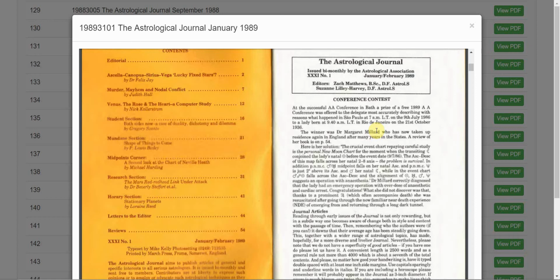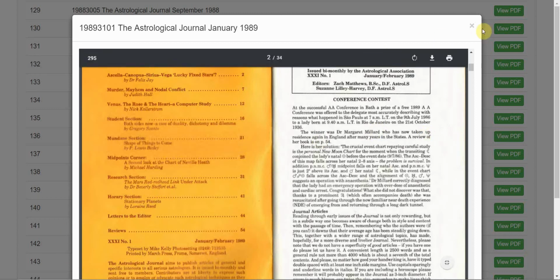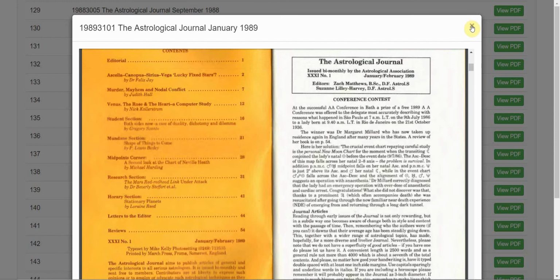Here again, Dr. Felix J. is now talking about Acela, Capana, Sirius and Vega, the fixed stars. Interesting work. An early article on Venus and the rose that Nick Kollerstrom is so famous for. And very good that Mike Hardy in those days looked after the midpoint corner, and the red head effect by Dr. Beverly Stefford and all. That's a very interesting one to look at. It's a major dispute in astrological research.